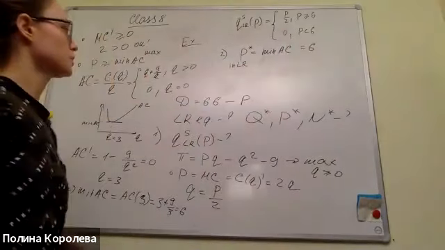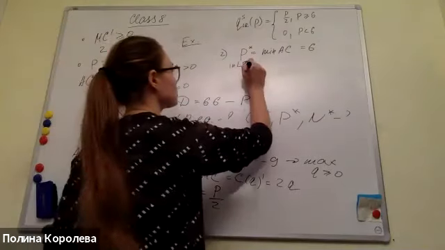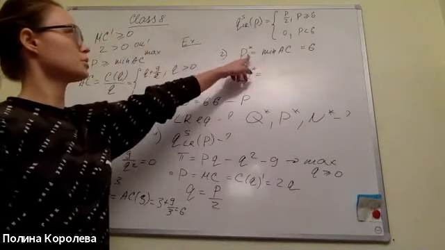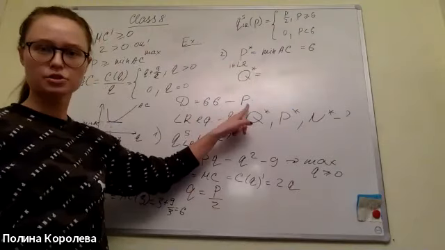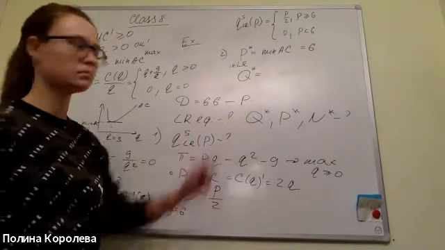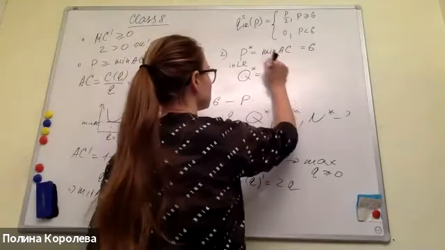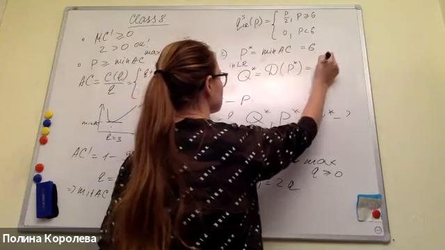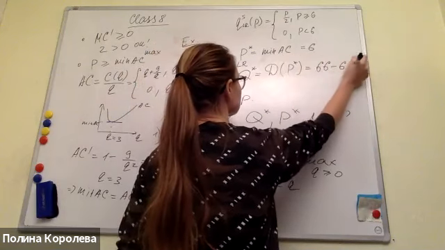Then what can we find also? We can find the total amount that will be bought and sold in the market. We should put this price into the market demand function. This is the market demand at this price. This is 66 minus 6, which is 60.